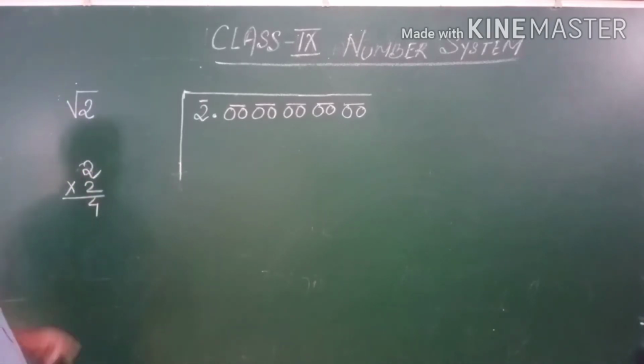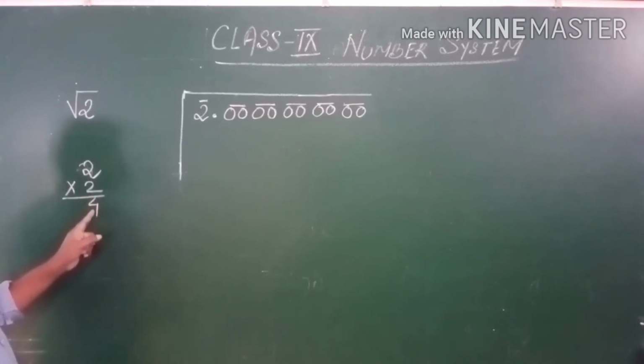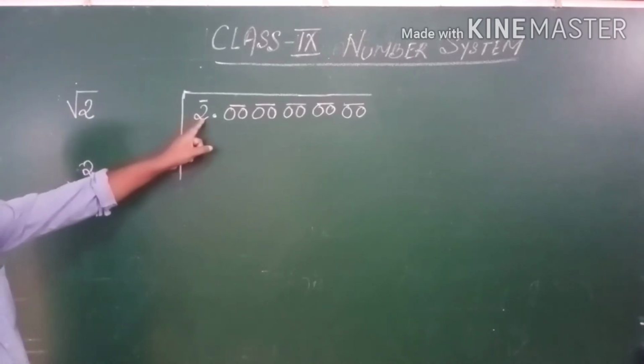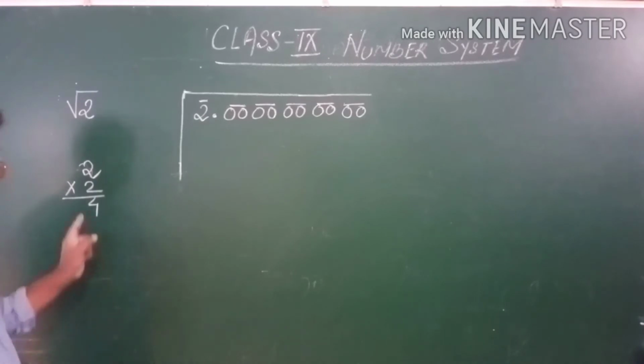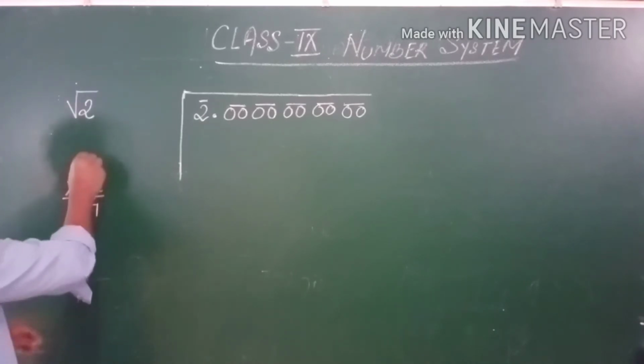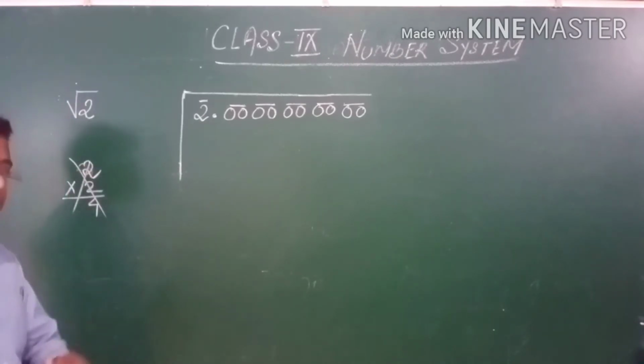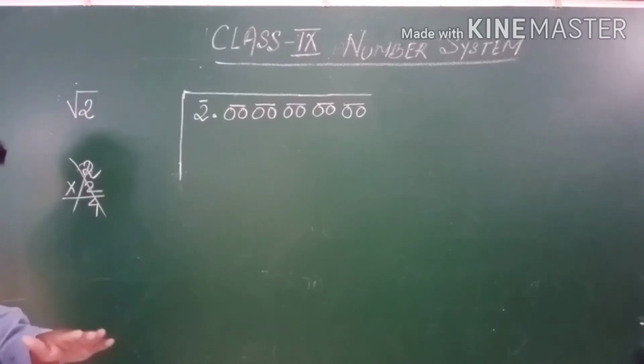Correct? Now when you multiply 2 with 2, what are you getting? 4. But our digit is 2 only. So it is greater than 2, so you can't take this one. Correct? Now come to the next one.